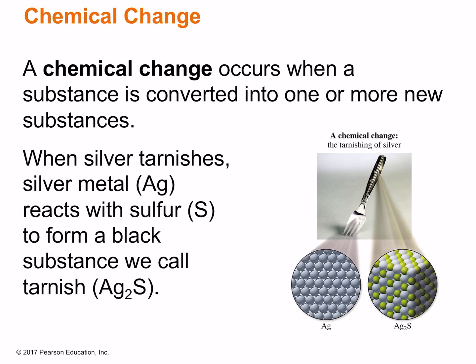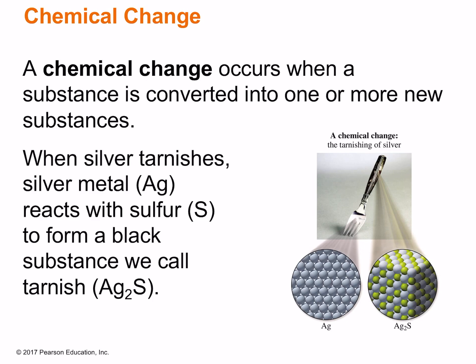So the first bit is on chemical changes, and we know chemical changes occur when a substance is converted into one or more new substances. So our example here is silver that's tarnishing. Silver can react with sulfur in the air, right? And then it can produce silver sulfide. This will make your silver look really dull, so this would be a change in color. That's how we would recognize that it's gone from silver to silver sulfide.